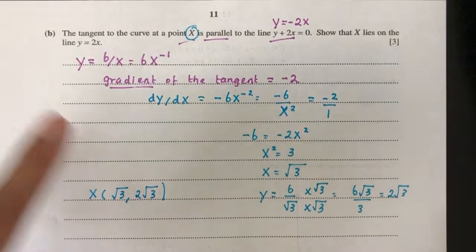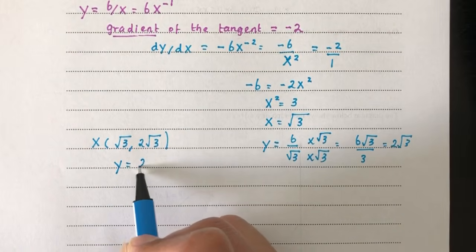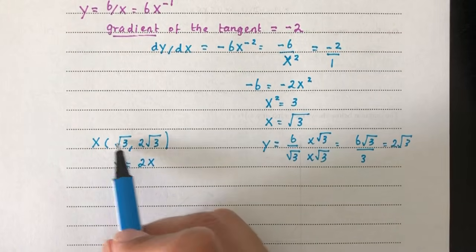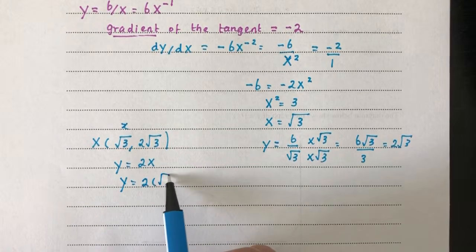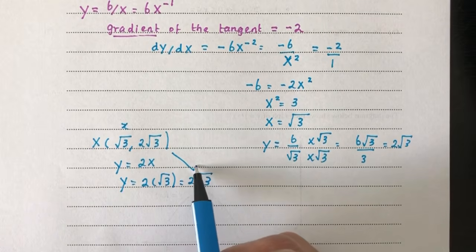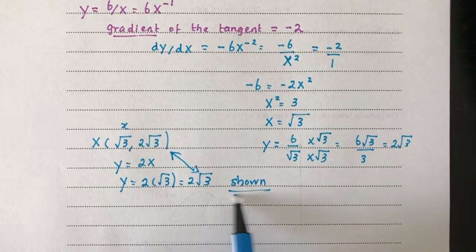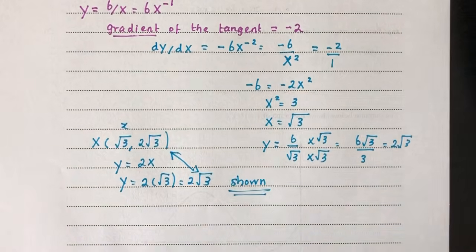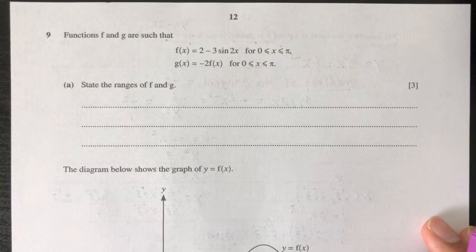So now you have to show that the point lies on this line. The line is y equal to 2x. Now if you replace the x coordinate in this line, let's say y equal to 2 times root 3, which is 2 root 3. It is the same as this. So you have shown that it is lying on the line. So this is your question, part B of this question number 8. Now let's move on to question number 9. Let's see what we have.